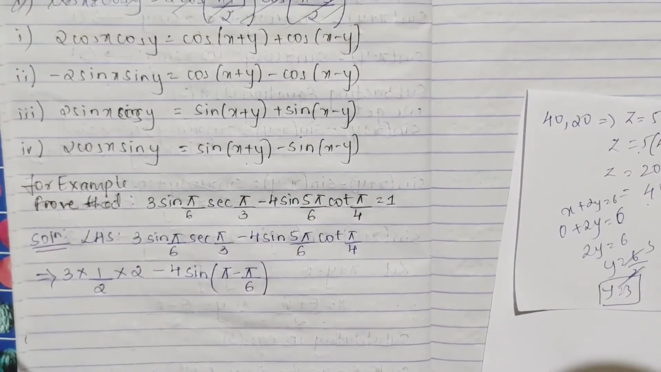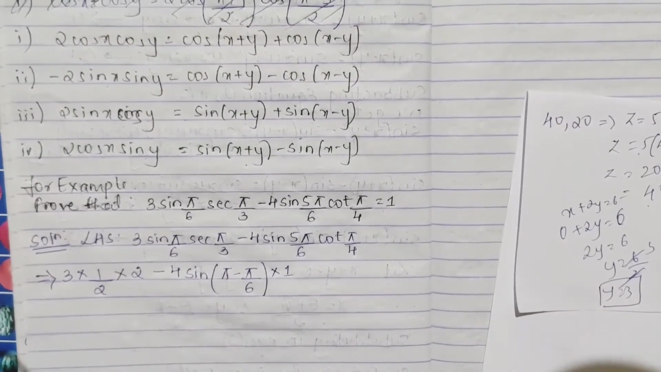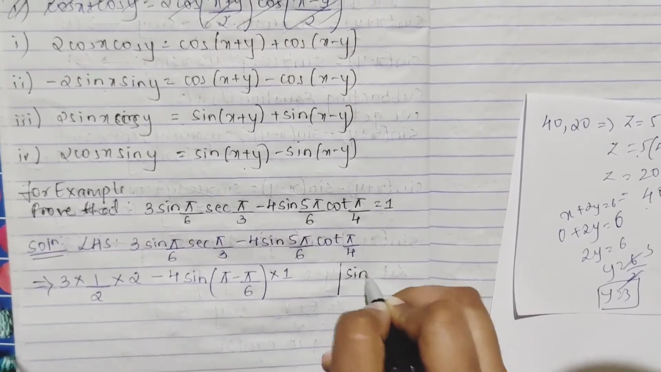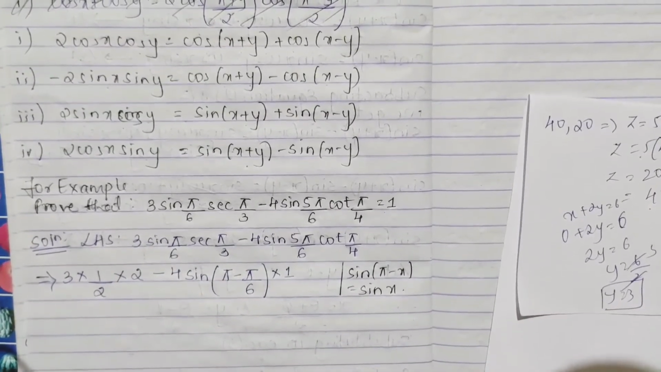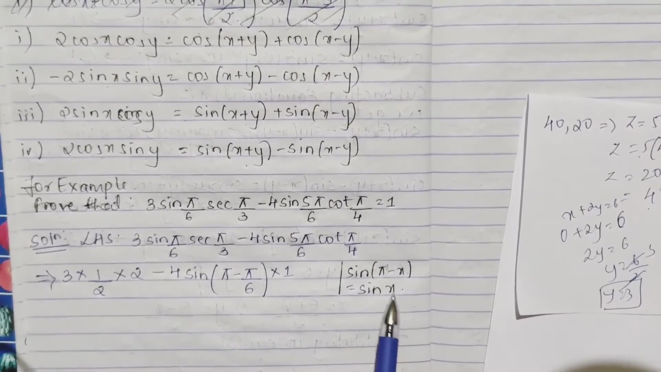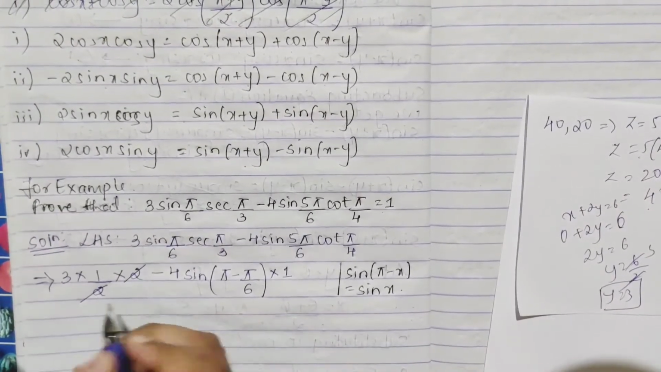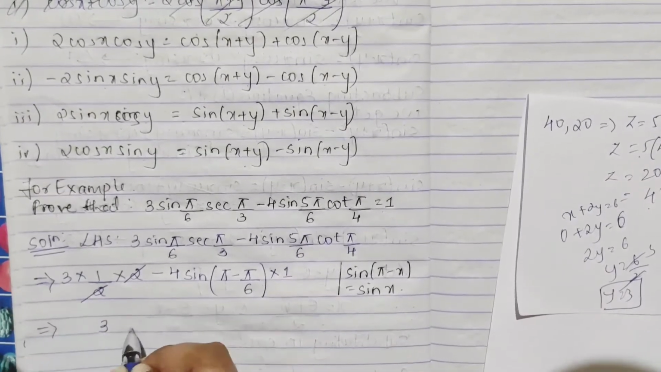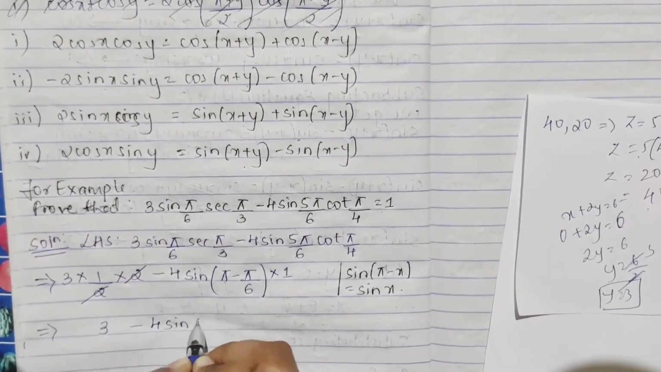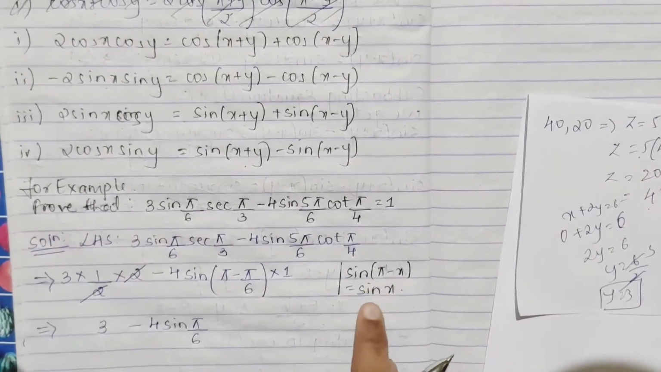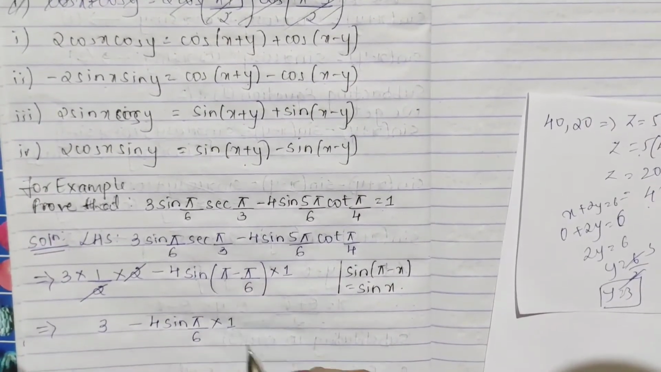And cot pi by 4 value is what? It is 1. Which identity is this? You know that sin of pi minus x is equal to sin x. You can turn your pages and check whether I have given this identity or not. Now we will solve. So the 2 ones get cancelled. You will have here 3 minus 4 sin of pi minus pi by 6, you get sin pi by 6, right? Sin of pi minus x is sin x, into 1.